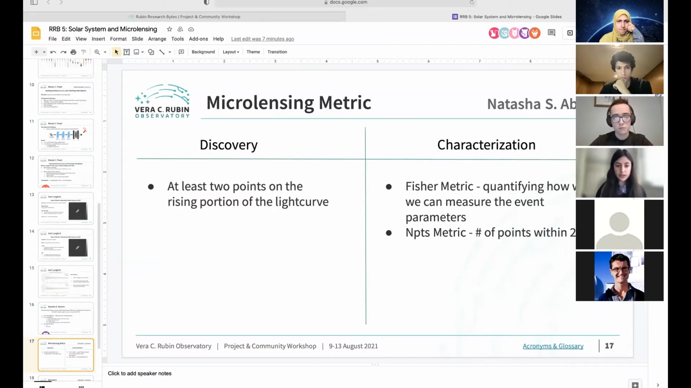So we looked at 2 different facets: the discovery, which we quoted in our cadence note, where we looked at the percentage of events with at least 2 points on the rising portion of the light curve, which may be some sort of trigger for other follow-up, and the characterization efficiency, for which we have 2 different metrics: the Fisher metric, which can quantify how well we can measure the event parameters, and the number of points metric, which is the number of points within 2 TE, or Einstein crossing time, which you can think of like duration. Next slide, please.